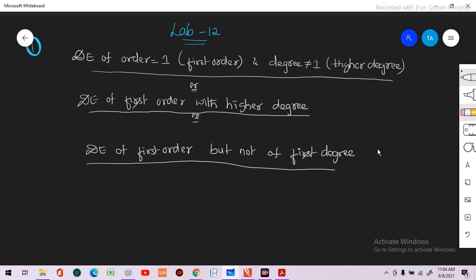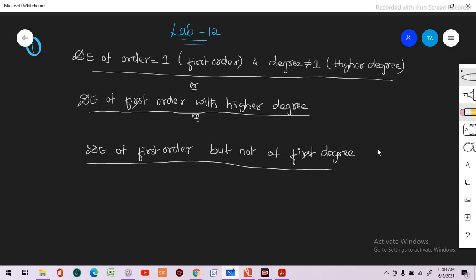Okay, what is in lab 12? Extra differential equations. Not lab 12. No, so differential equation with first order and higher degree. First order and higher degree, right?